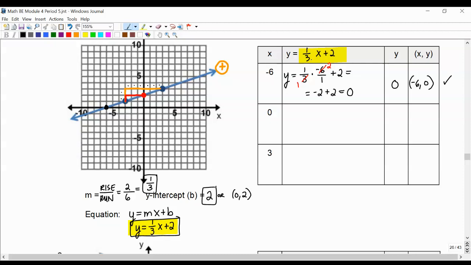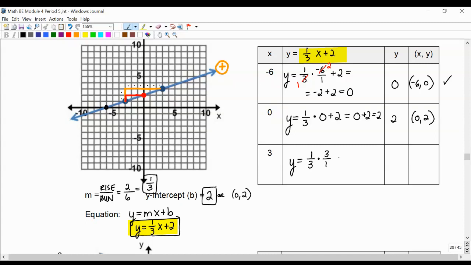Next, we're going to plug in 0 into this equation. So we've got y equals 1/3 times the x value, which is 0, plus 2. We're always going back to this yellow equation and just replacing x with this number. 1/3 times 0 is 0, plus 2 is 2. So this point is (0, 2), which is there, which was the y-intercept. We already marked it. And the last value we're going to plug in is 3.